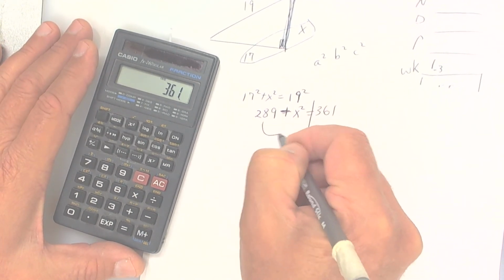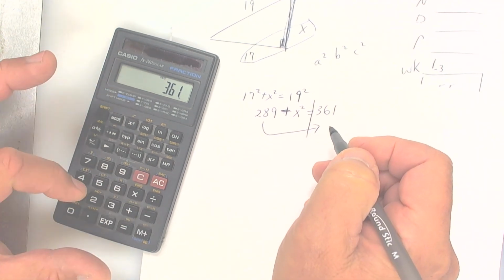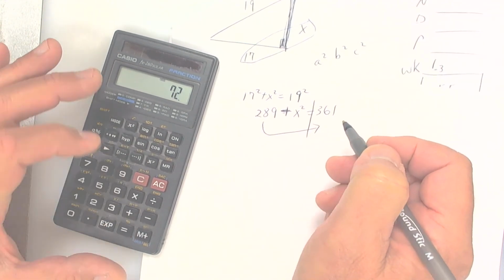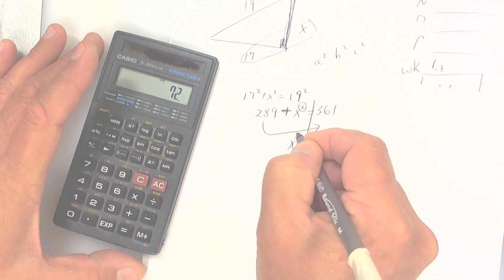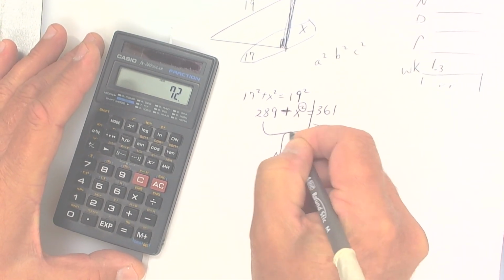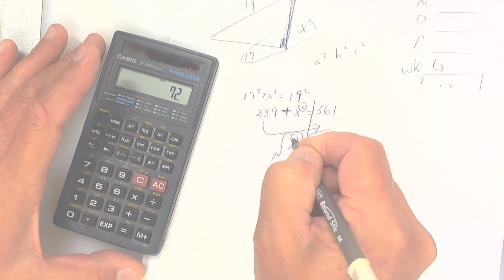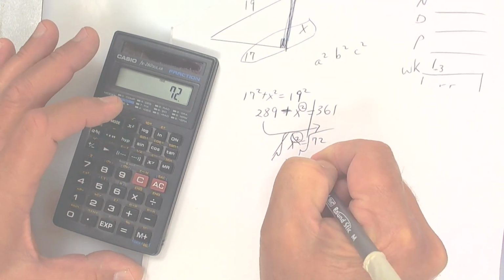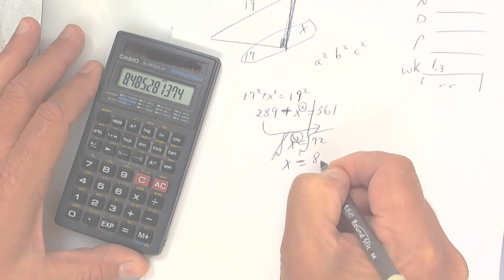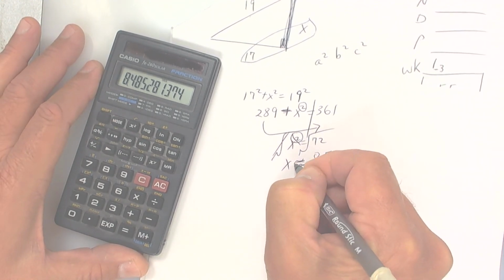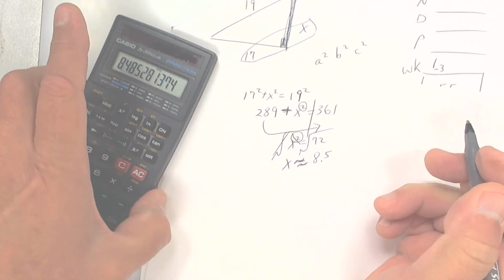So what you're going to do is subtract 289, so minus 289, press equals, and then you want to do the square root. So x squared equals 72, and then do the square root of 72. So x is equal to shift square root. I get 8.5, and I rounded it off. So put some squigglies. Okay?